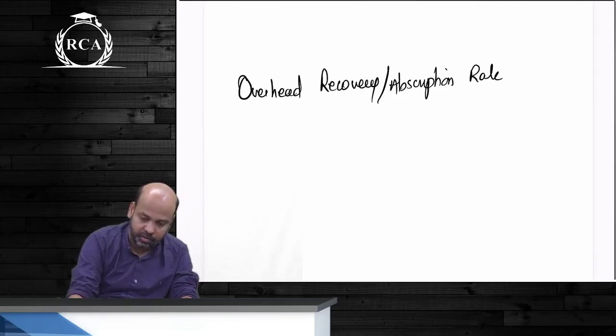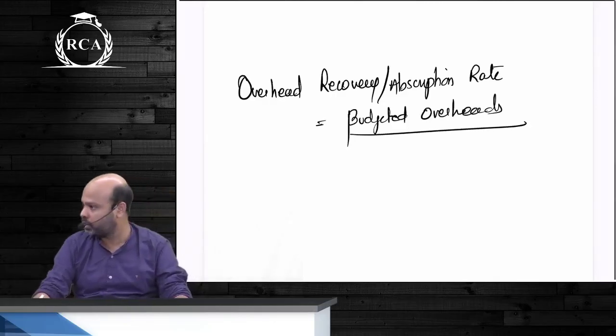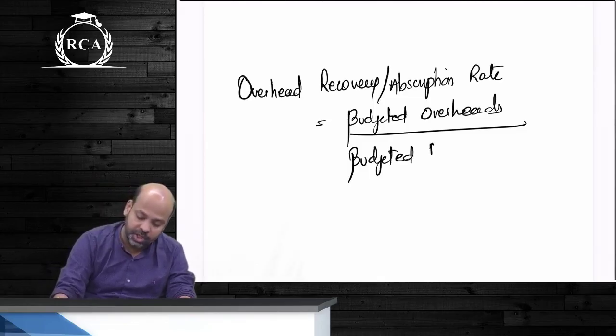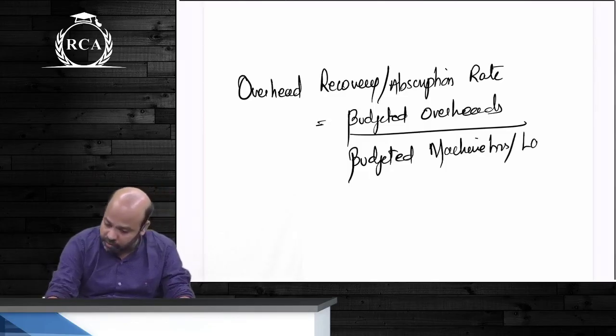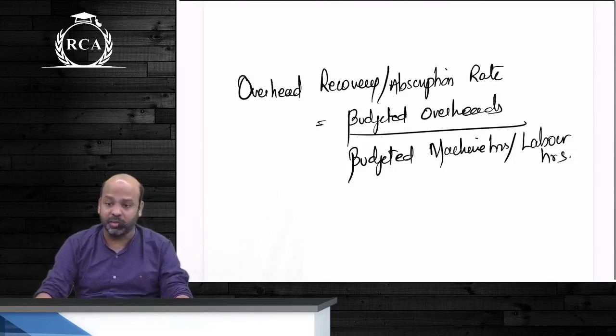Absorption rate guys should be equal to budgeted overheads. You will have to first make an estimate of the total amount of overheads that you will be incurring in a department. That divided by the amount of budgeted machine hours or labor hours, depending on, as I told you before, whether it is labor intensive work or machine intensive. Assembly department is usually labor intensive, so you will have to divide by labor hours rather than dividing it by machine hours.